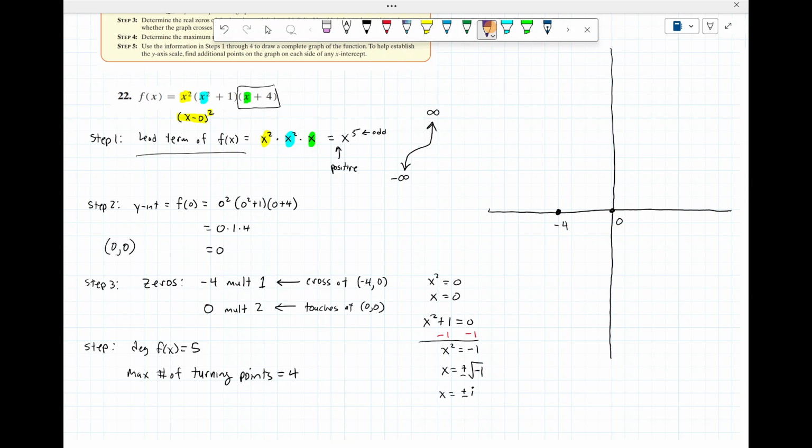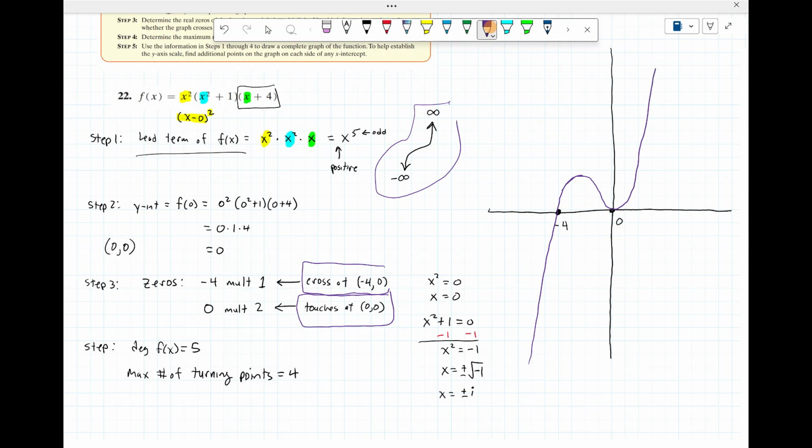And so now we're just going to look at our end behavior, and I know that I start in the lower left, and I'm going to cross at -4. So let's start with that. Something like this. Next, my graph is going to touch at 0. So it comes back down, and then I think it's just going to keep going up.